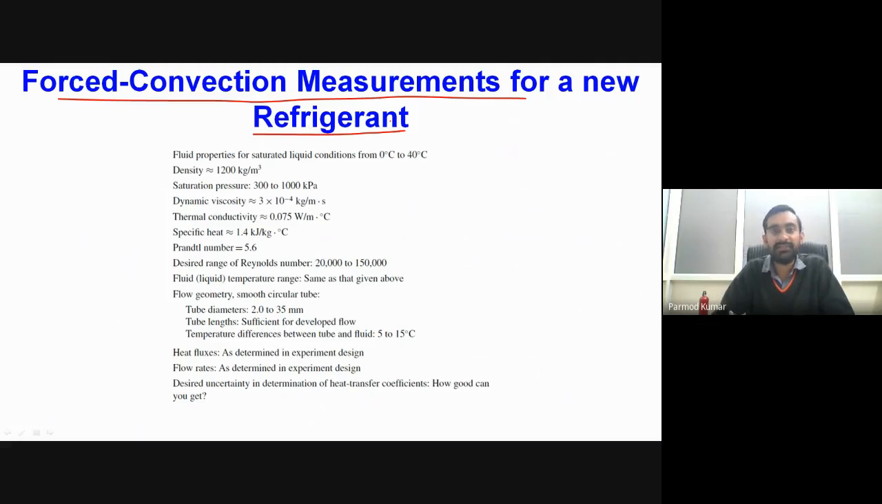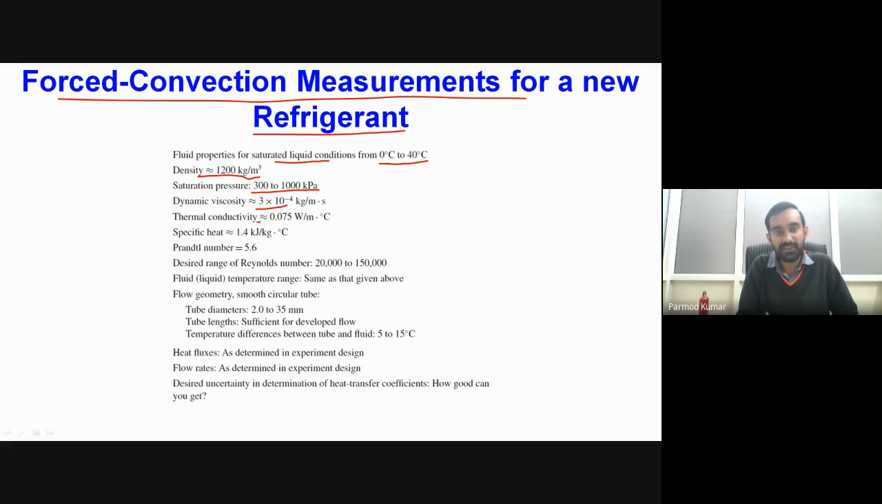So this refrigerant manufacturer has contacted a testing laboratory and supplied some input parameters of this refrigerant, and they are asking the testing laboratory to design an experimental facility for obtaining the forced convection characteristics of this refrigerant. What properties have they supplied? The refrigerant is a saturated liquid, working in a temperature range from 0 to 40 degrees Celsius. The density of this saturated liquid refrigerant in the given temperature range is nearly 1200 kg per meter cube. Its corresponding saturation pressure is also specified, changing from 300 to 1000 kilopascals.